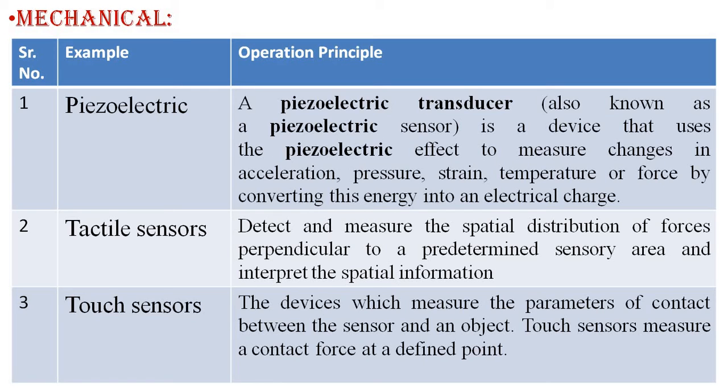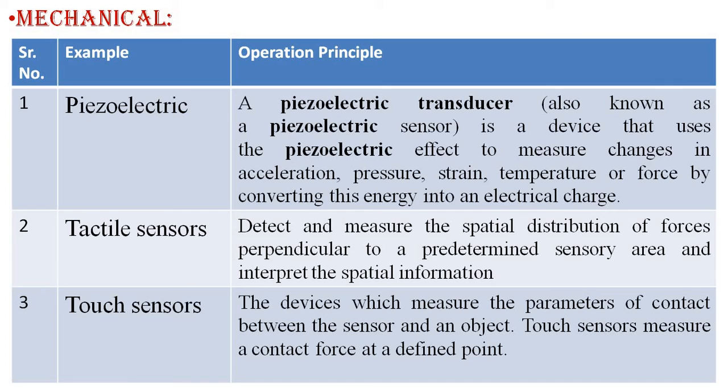Next one is the tactile sensors. They detect or measure the position of any device or object. They detect and measure the spatial distribution of forces perpendicular to a predetermined sensory area and interpret the spatial information. So it gives the position of any object or device.